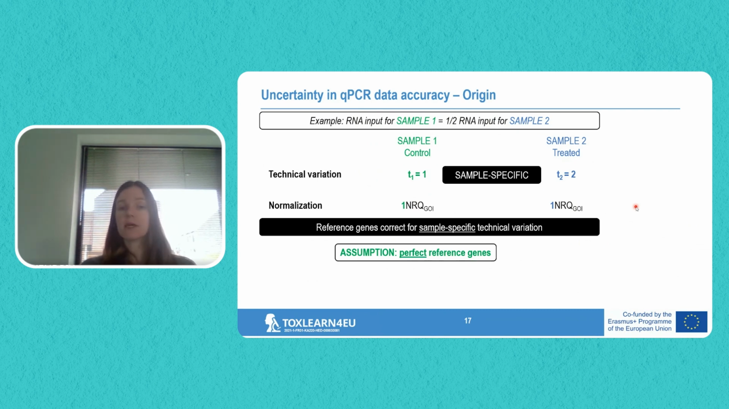So this means that if between different samples you would obtain different CQ values for the reference gene, this would only be due to technical variation. So if according to your qPCR results there is a different expression of the reference gene between different conditions, this would actually be a consequence of technical issues, such as presence of PCR inhibitors, use of a different RNA input, and so on.